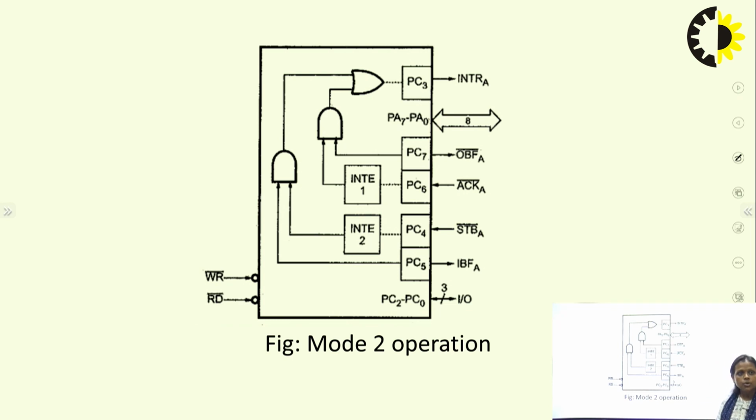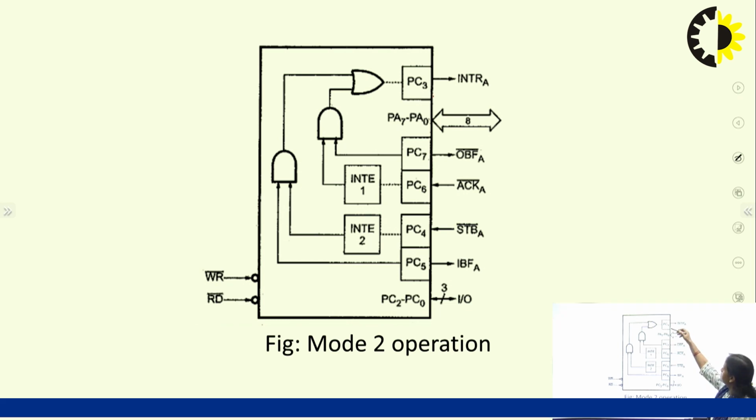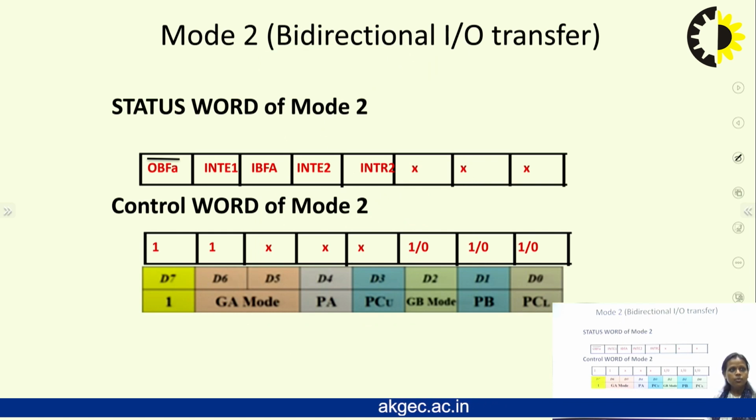So this is the mode 2 operation. Here we can see that PC3, PC7, PC6, PC4 and PC5 are all being used for generating the handshaking signals. This is the mode 2 status word format, and this is the control word for mode 2. Accordingly, we will put 1 or 0 for whichever mode we want.